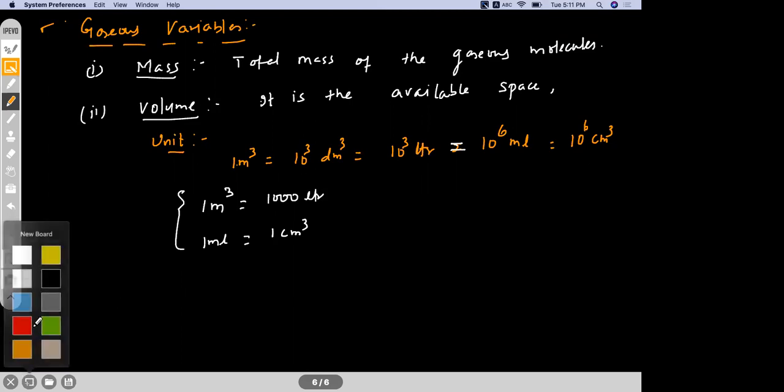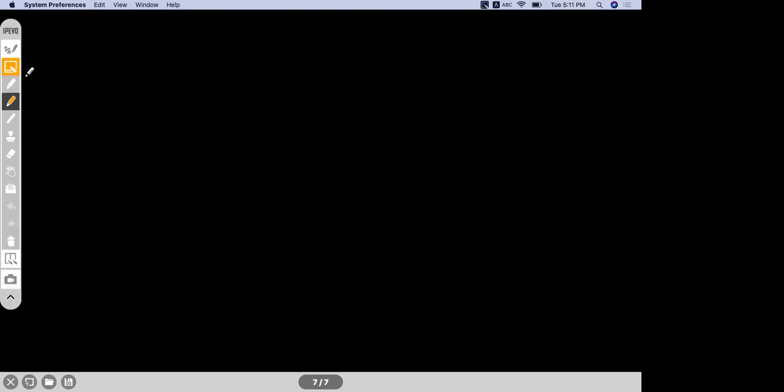Now the next variable we have, the third one, is temperature. Temperature basically measures the degree of hotness or coldness. The unit of temperature is degree Celsius, degree Fahrenheit, or Kelvin. Mostly in this chapter, we use Kelvin to solve the question.